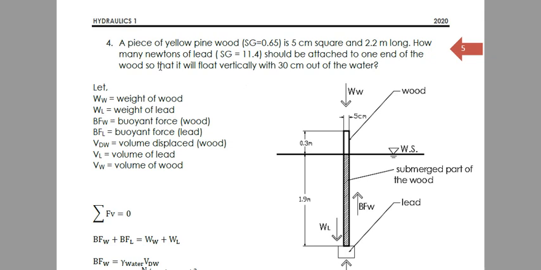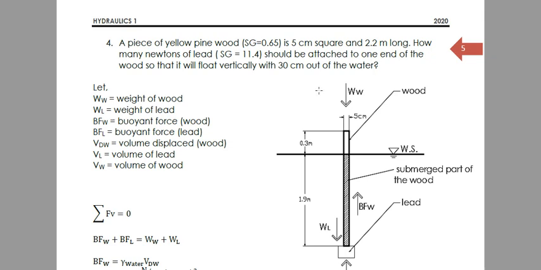A piece of yellow pine wood, so the wood has a specific gravity of 0.65, is 5 centimeters square. So one side is equivalent to 5 centimeters, yung cross section niya. So 5 cm yan. And 2.2 meters long. So how many newtons of lead, so the specific gravity of lead is 11.4, should be attached to one end of the wood so that it will float vertically with 30 centimeters out of the water.